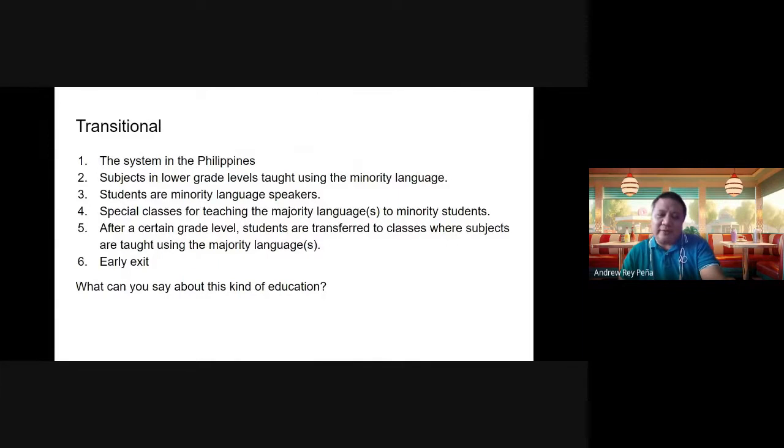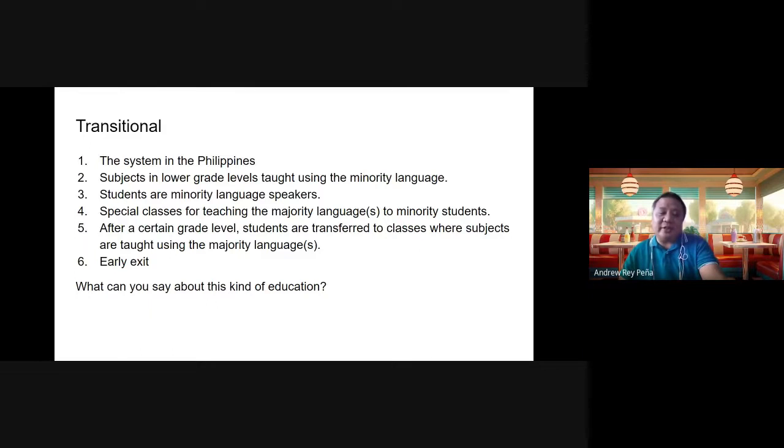Okay, then we have transitional. This is the system in the Philippines. The subjects in the lower grade levels are taught using the minority language. Students are minority language speakers, and there are special classes for teaching the majority language, English and Filipino, to minority students. Now, after a certain grade level, students are transferred to classes where subjects are taught using the majority language only.